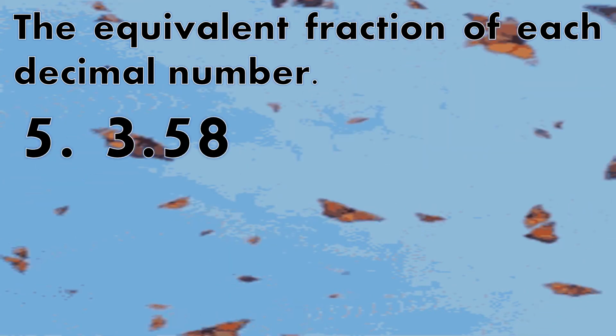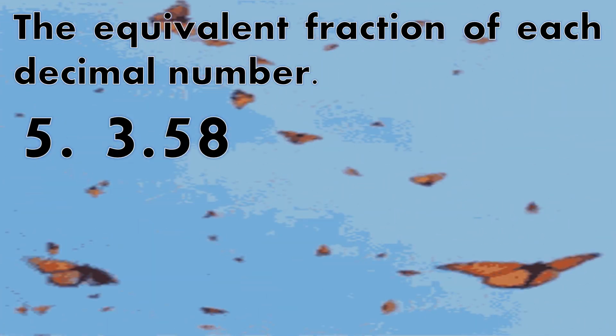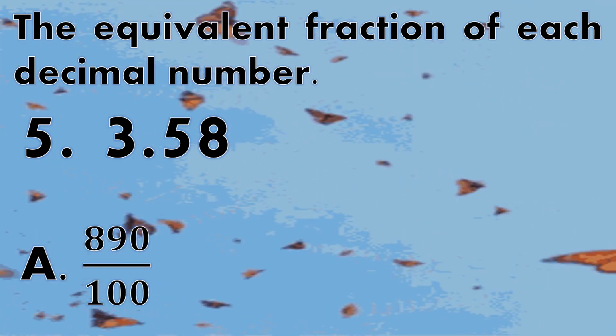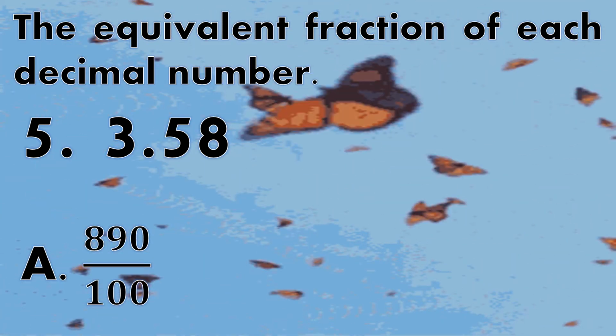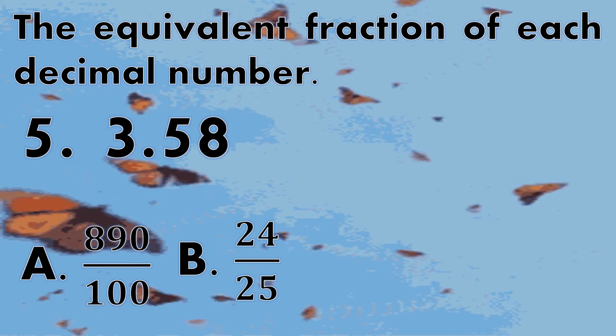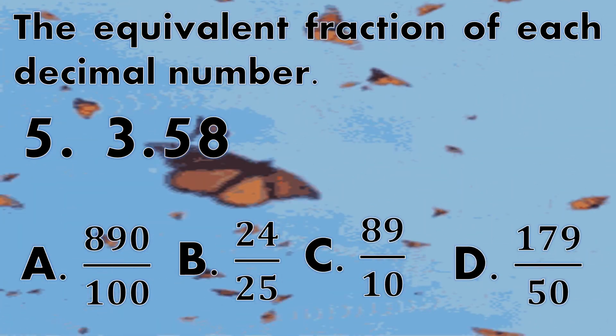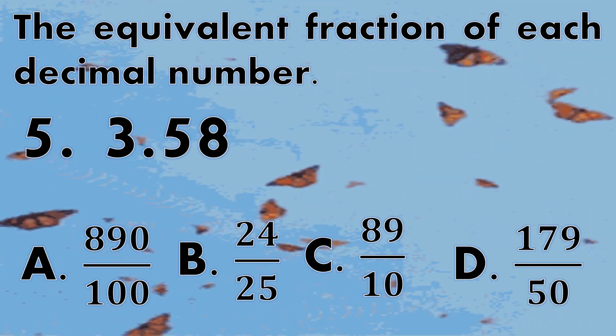Next, number 5. We have 3 and 58 hundredths. So what do you think is the answer? A, 890 over 100. B, 24 over 25. C, 89 over 10. Or D, 179 over 50.